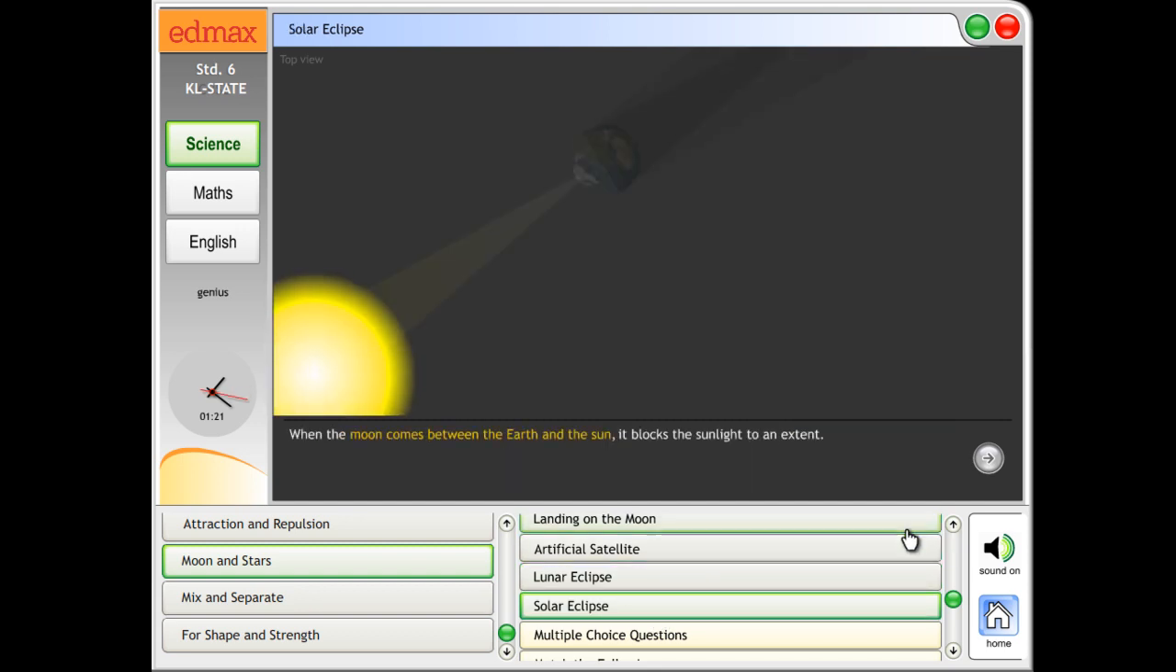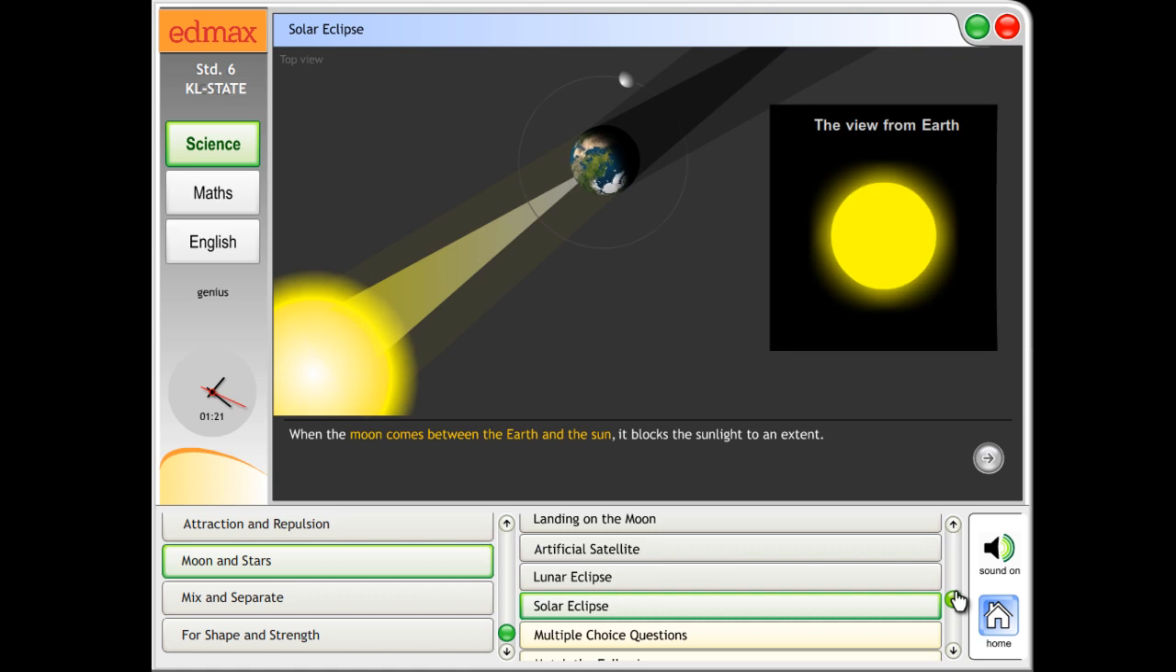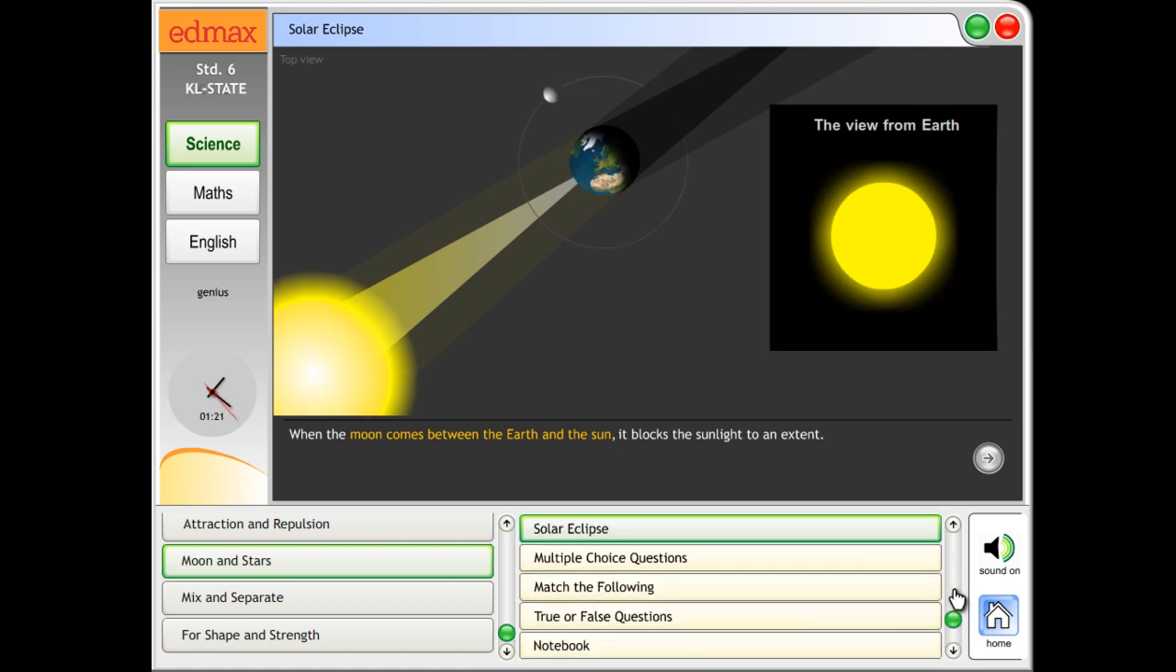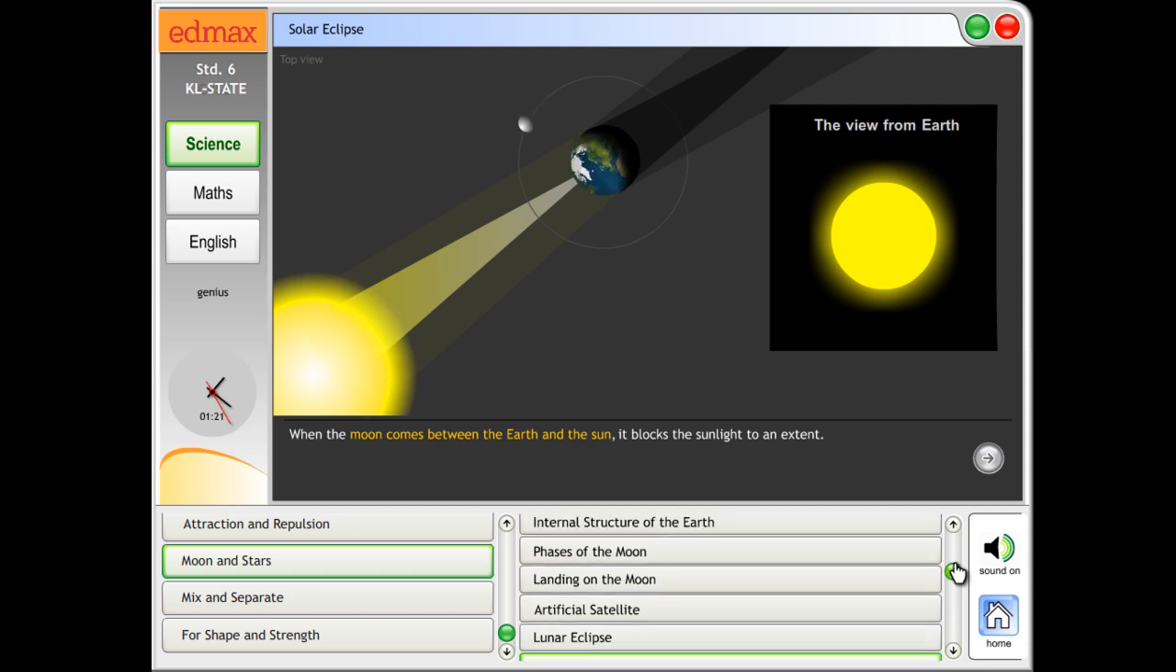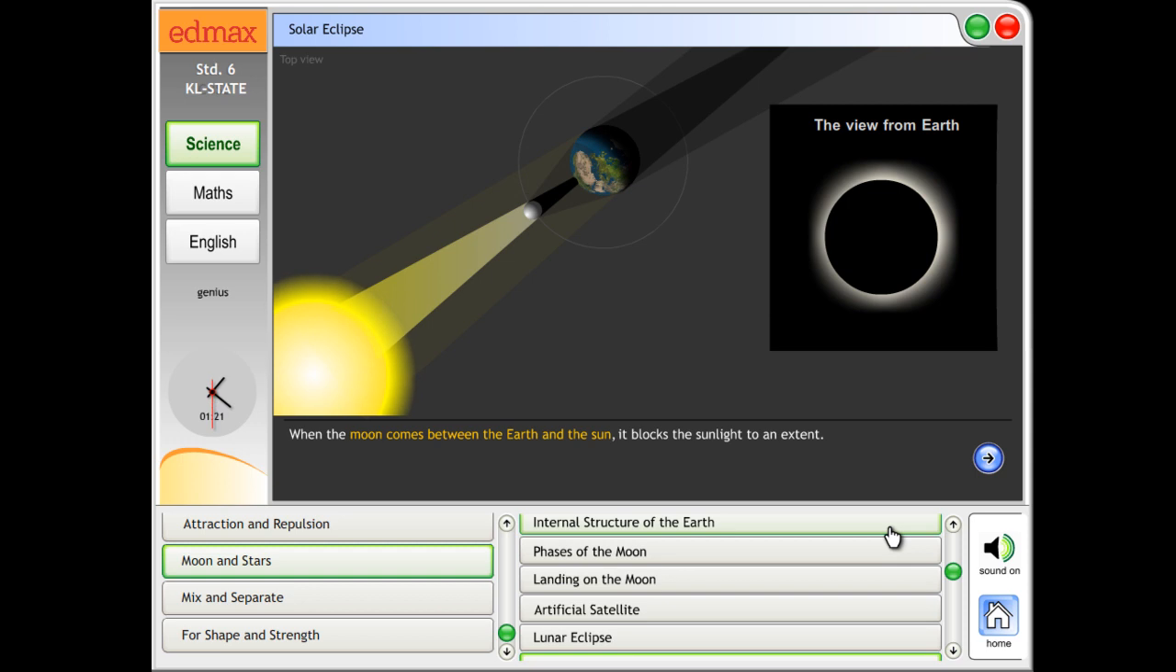Solar eclipse. When the Moon comes between the Earth and the Sun, it blocks the sunlight to an extent. The Sun looks as though it has a disk in front of it that creates a shadow. This is called a solar eclipse. The sky goes dark, as if it were night.